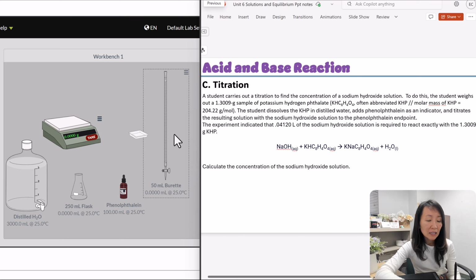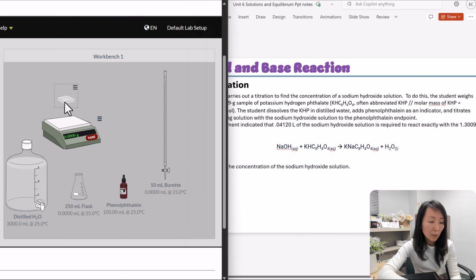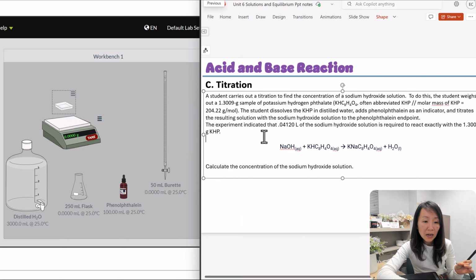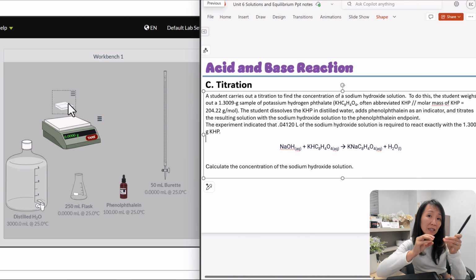So what this experiment is saying is, I'm going to take this weighing boat and put it on top of the scale, as you see over here, and weigh 1.3009 grams of it. Okay, so I have some KHP here. Now, KHP is the acid. Because you're weighing it out, this must be a solid. It's not in a solution yet, and we're about to make a solution.